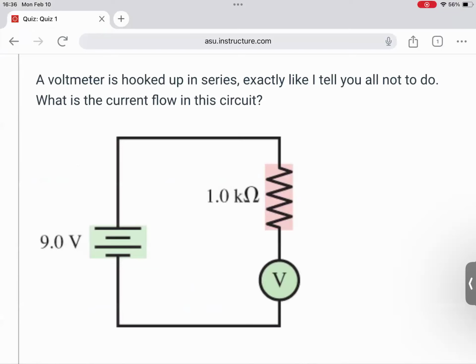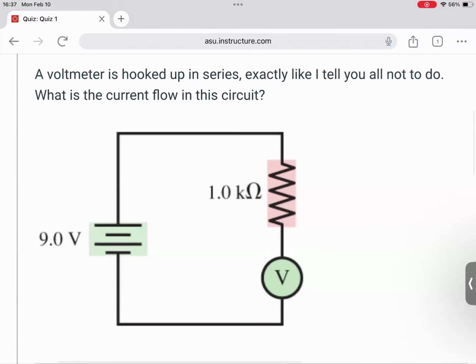This is something we did a deep dive into. At this point in the semester, this was supposed to be hard. Hopefully, you remember how to do this. What's the current in this circuit? Question B.